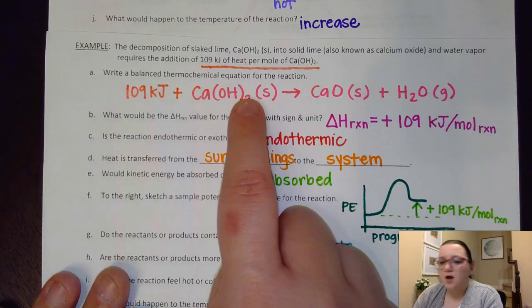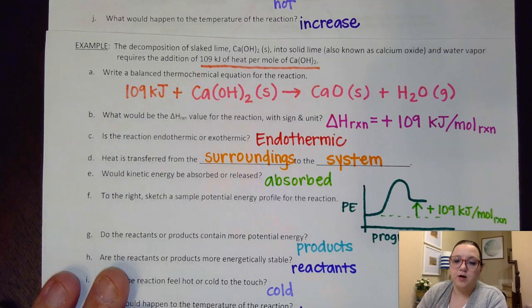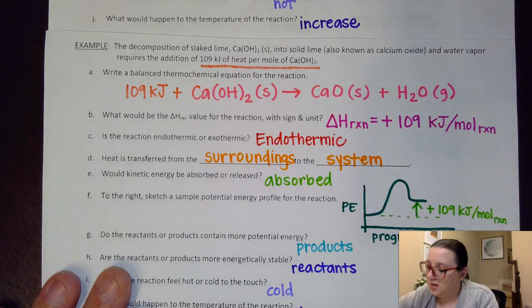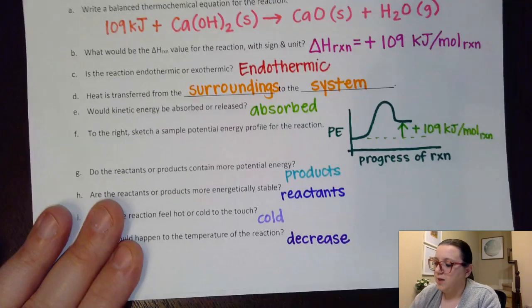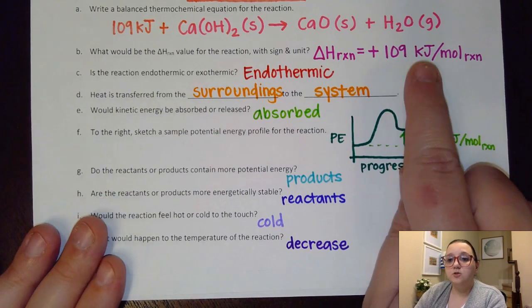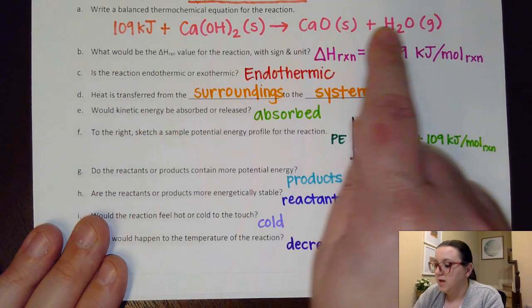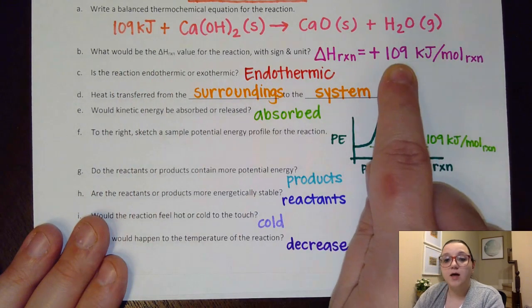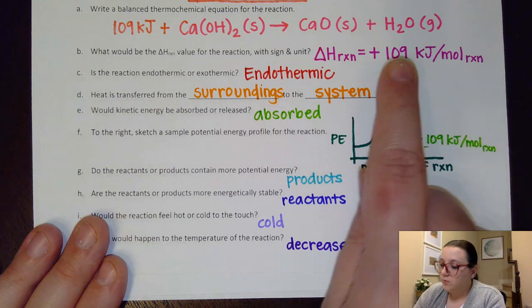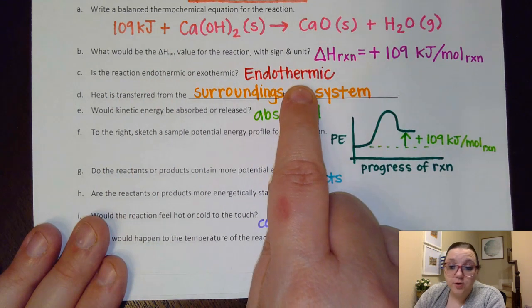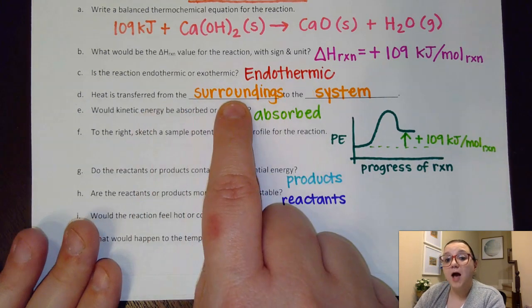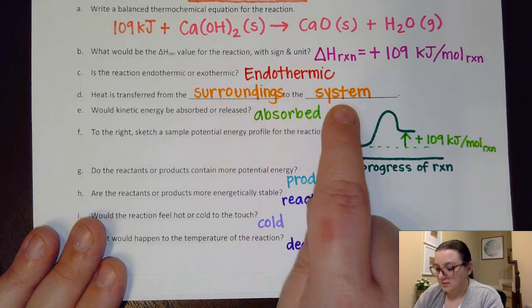If you put it second, obviously you would have the and symbol there, but not a signage in the reaction itself. My delta H of the reaction then, I would report a positive 109 kilojoules per mole of the reaction, per one of these reactions. It's going to absorb in that 109 kilojoules. The reaction would be endothermic because, again, we're adding in that heat. So that means heat was transferred from the surroundings into the system.